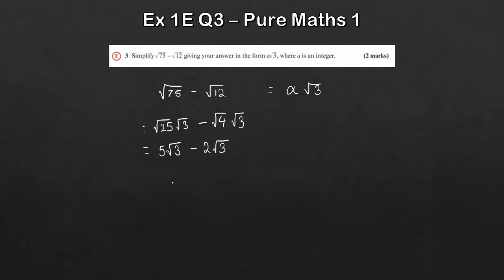And now at this point we can subtract the surds, okay? So you can't do it at the start, but we can do it here now. Because essentially we've got the same base here, this root 3. So I can now do this subtraction to give me 3 root 3, okay? And a is clearly just 3, which is an integer, so we're happy with that. Okay, so again, a nice easy 2 marks. And that's that question done.